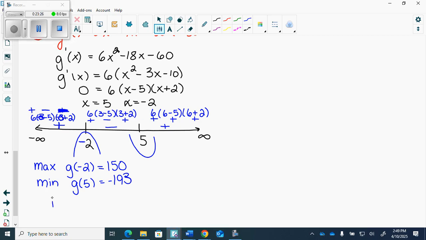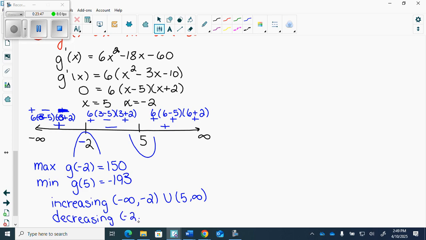All right, it's increasing from negative infinity to negative 2, or 5 to infinity, and it's decreasing from negative 2 to negative 5. Negative 2 to 5, sorry. All right, giving you a hard one.